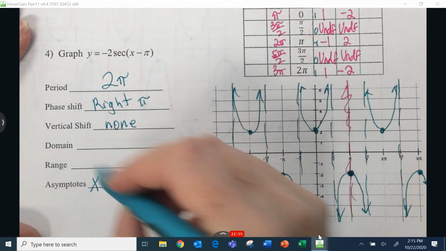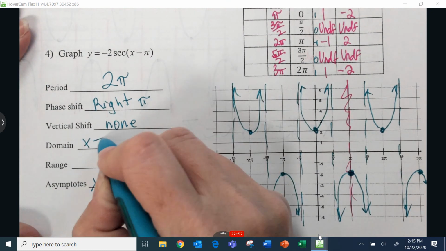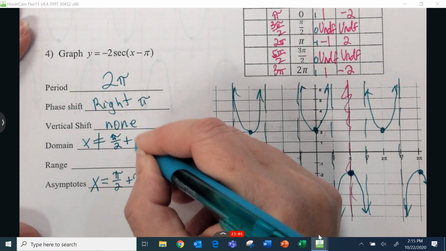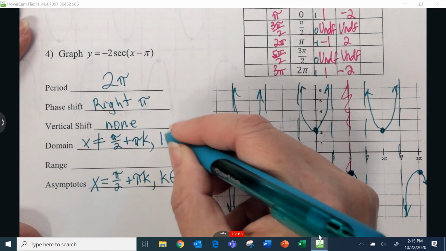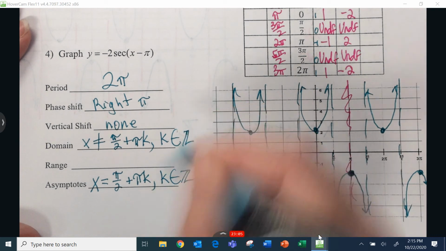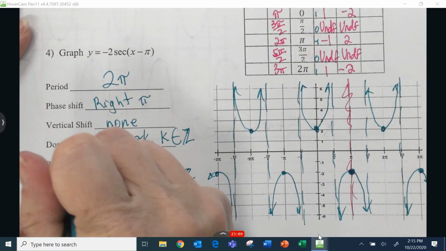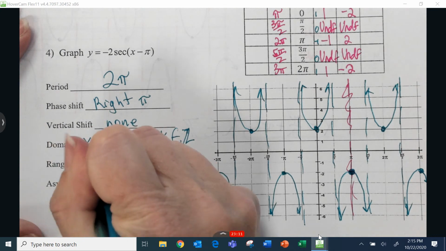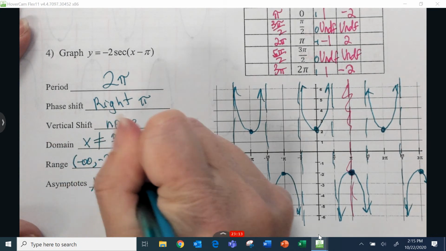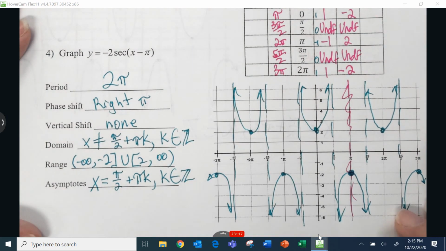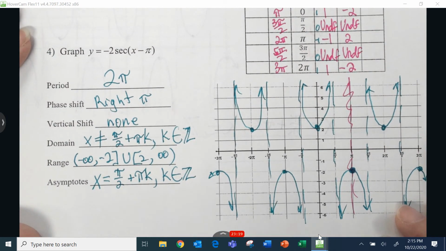Domain is going to be the same as the asymptotes, but not equal to. And then the range is going to be in 2 pieces. Negative infinity to negative 2 with the bracket, union 2 to infinity. The middle 2 numbers have the brackets.